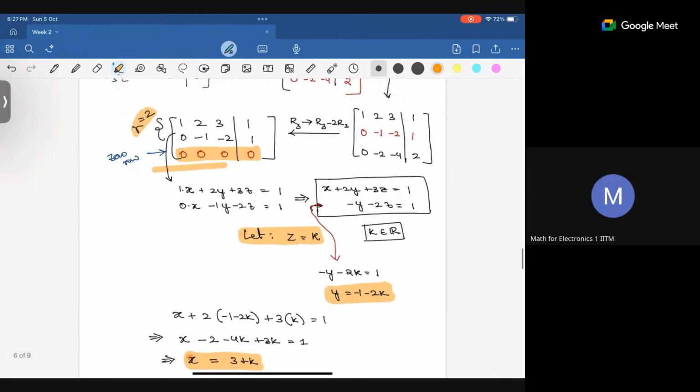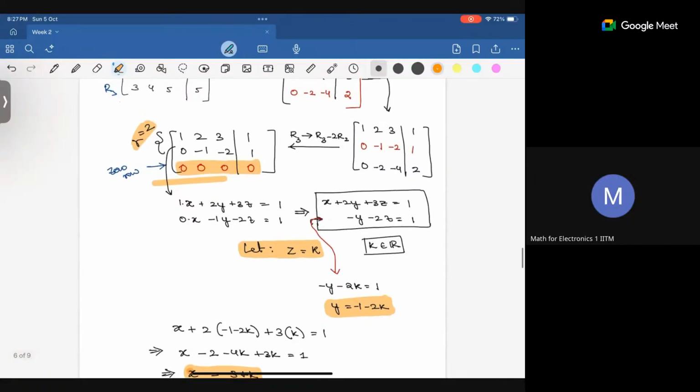It could be slightly confusing which variable to be taken as constant, right? Sometimes this question might arise: why should only z be taken as k? Why not y or why not x? There is some small theory behind this, and I think the professor has not mentioned it, but you can use this as a small trick.